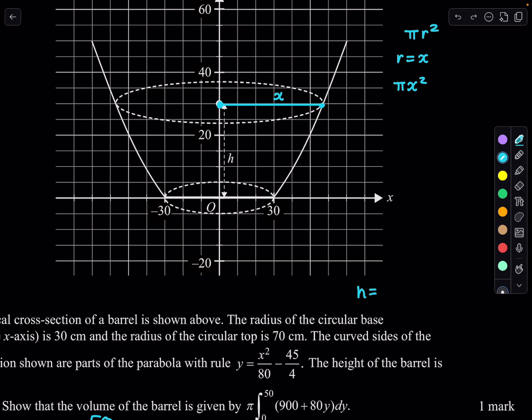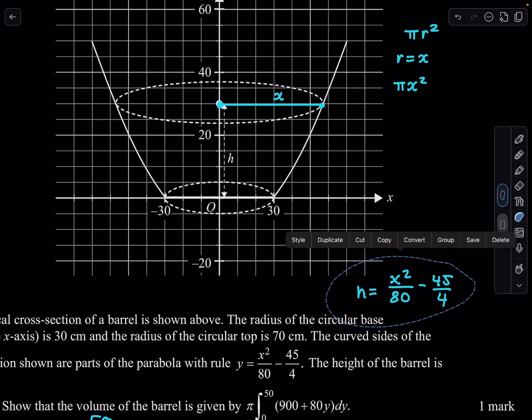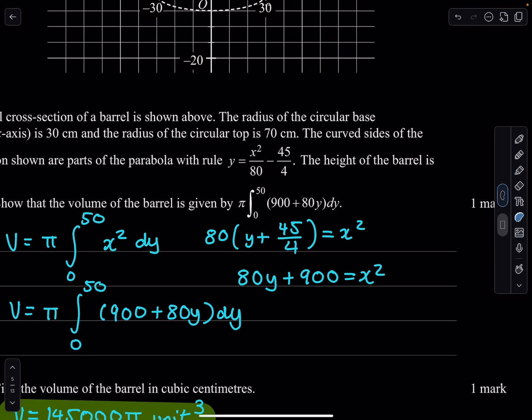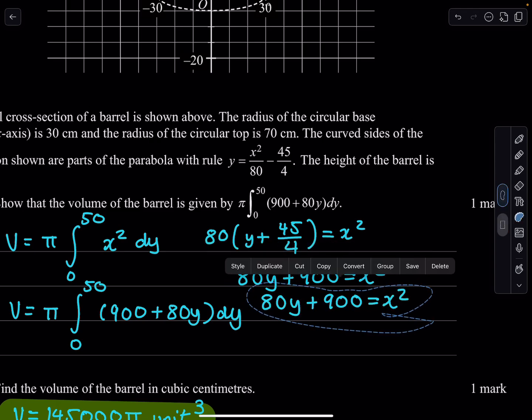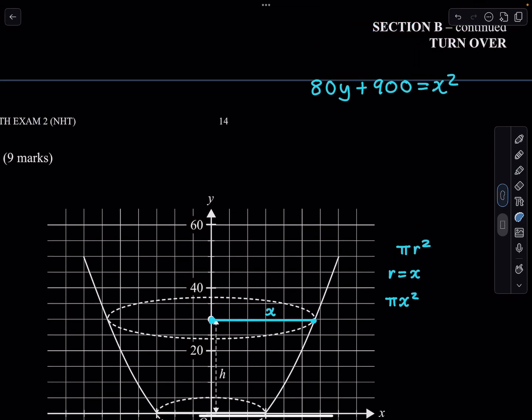So if I actually write it as x squared over 80 minus 45 over 4, which is just this part here, let me rub that out. I'm going to duplicate this part and put it up here. So come back here. All right.